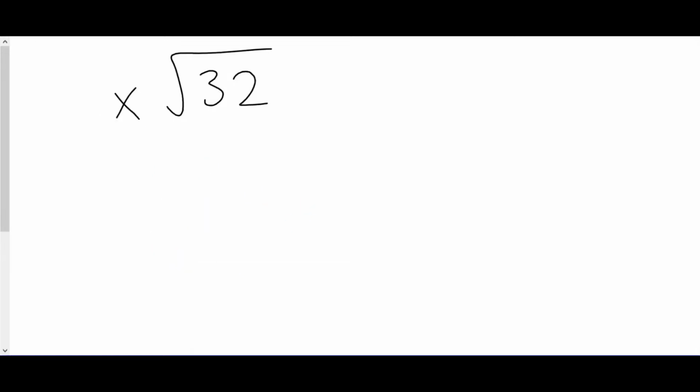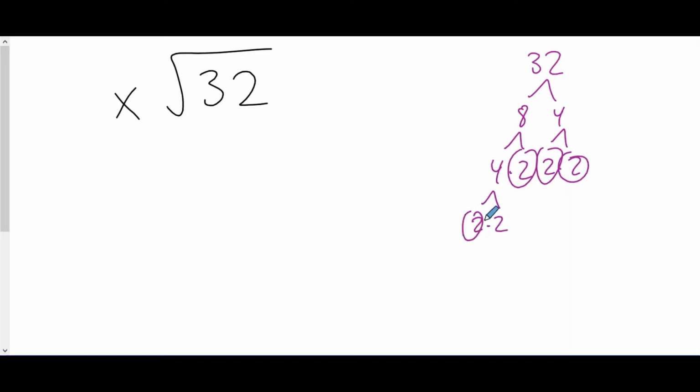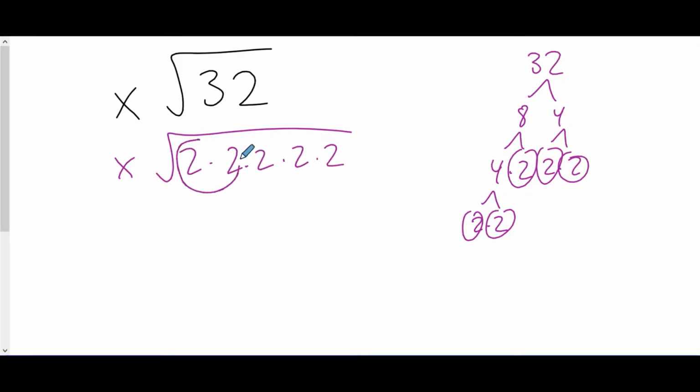X times the square root of 32. So to simplify the square root of 32, we want to break it down and see what perfect squares we have in there. So I can make this 8 times 4, 4 times 2, 2 times 2, and there's another 2 times 2 in there. 1, 2, 3, 4, 5. We want to make groups of 2.